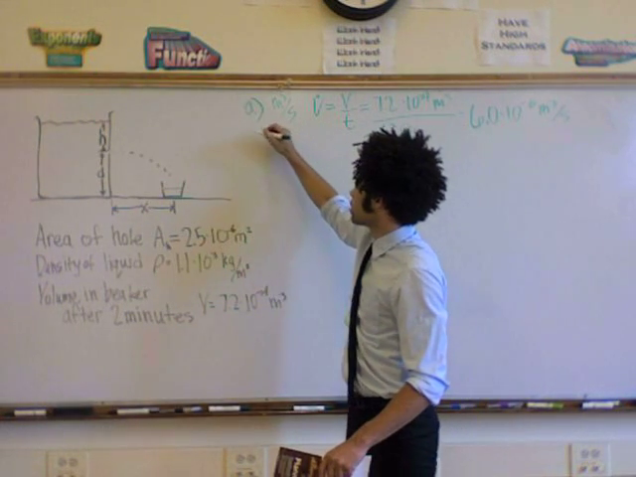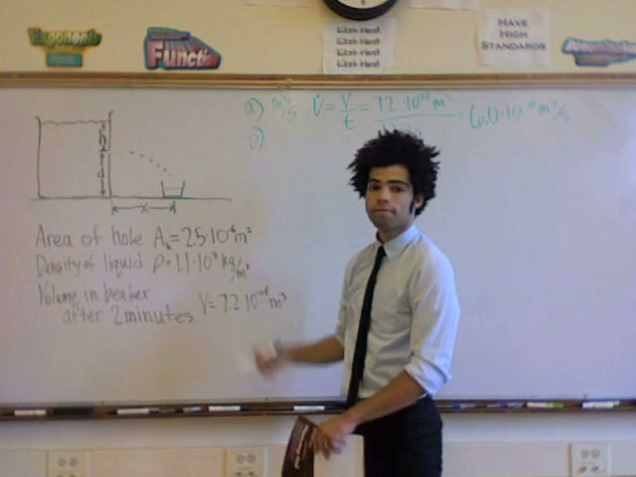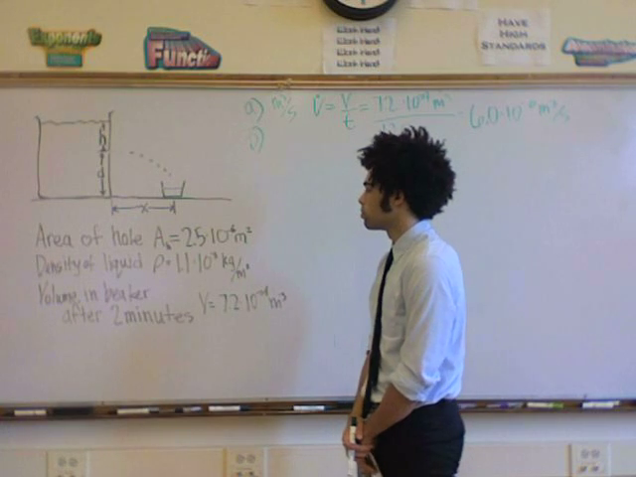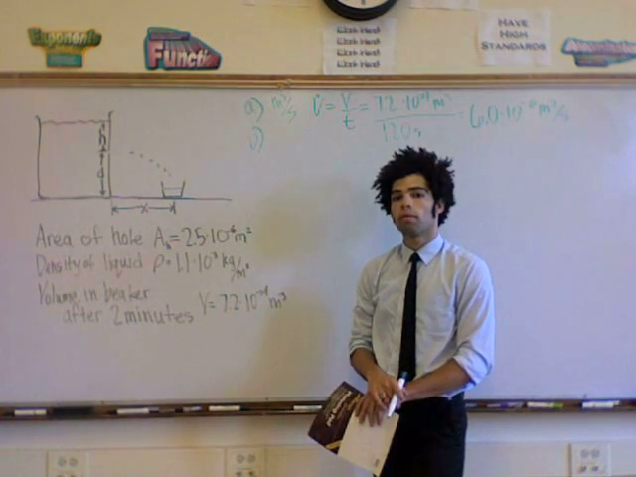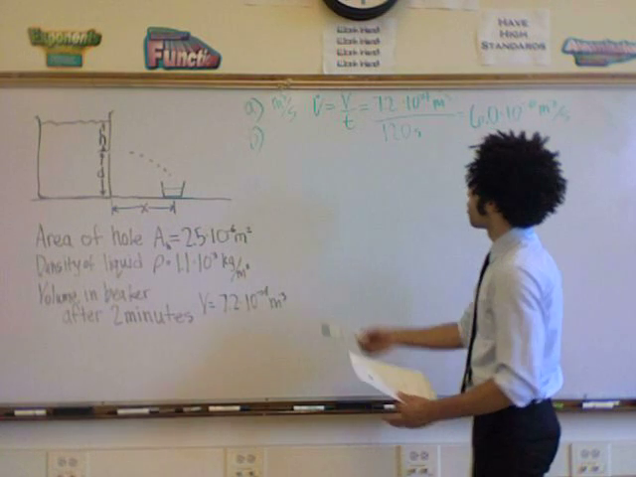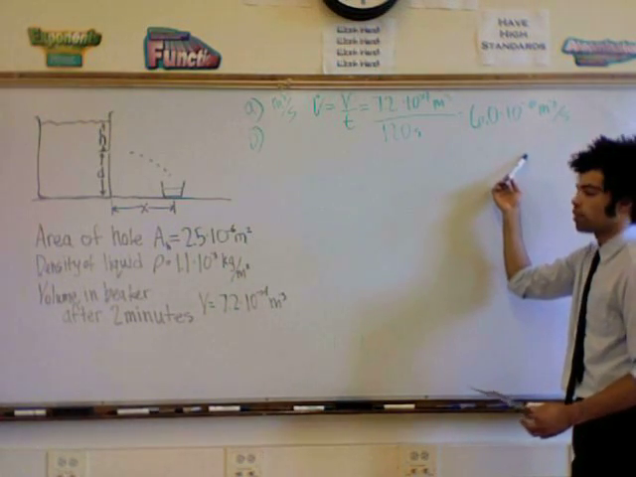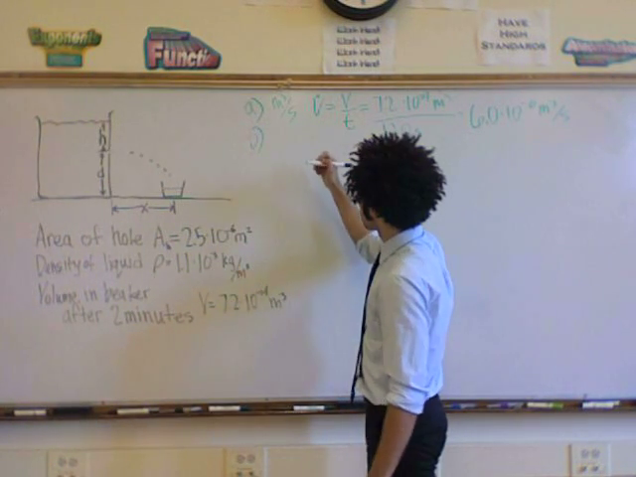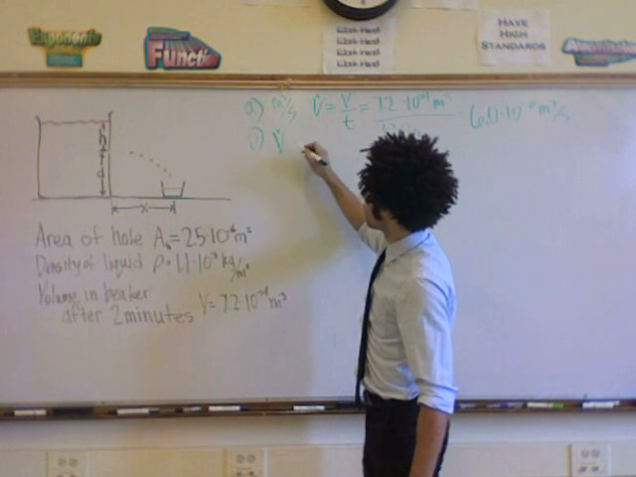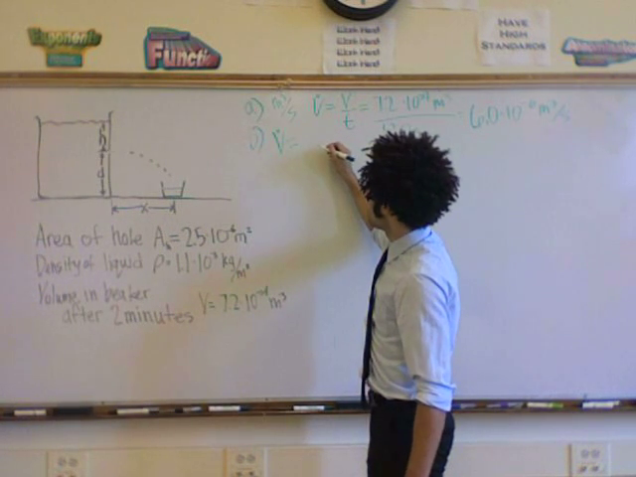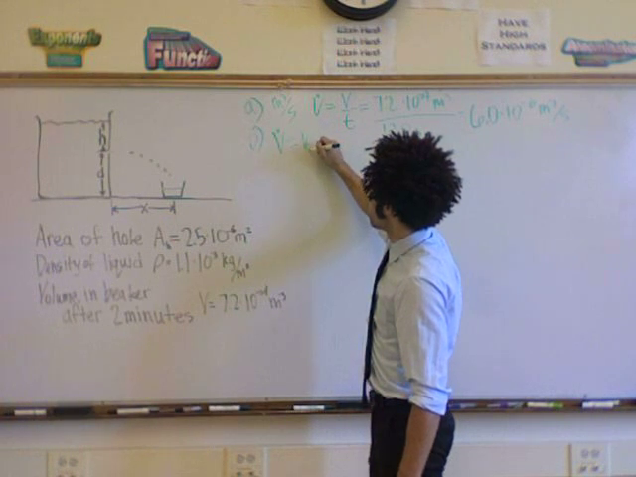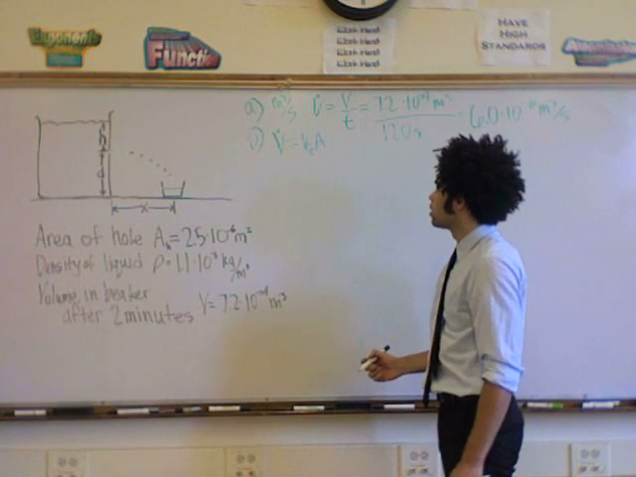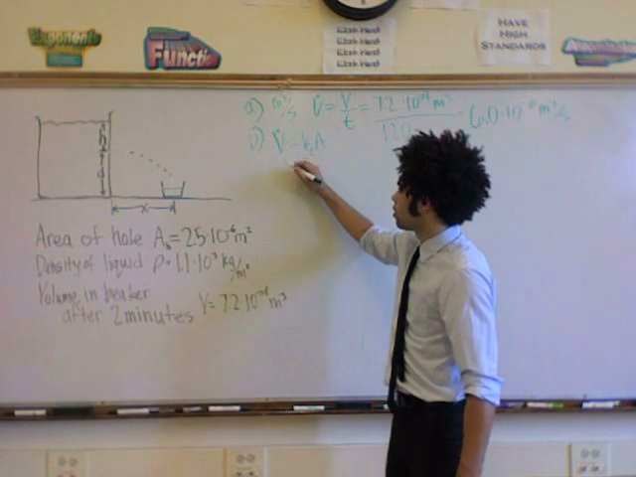You could get points taken out for not doing that. Part B. Calculate the speed of the liquid as it exits from the hole. Now once again, let's ask ourselves, what do we have in the problem? We have the flow rate of the fluid leaving the hole, and we also have the area of the hole. Let's try that. Say that volumetric flow rate is equal to our exit velocity, which I'll denote as such, times our area.